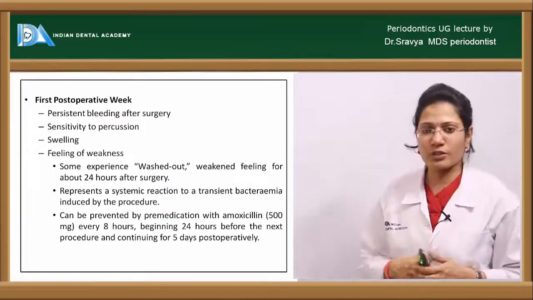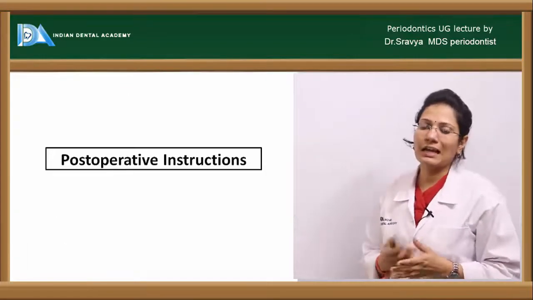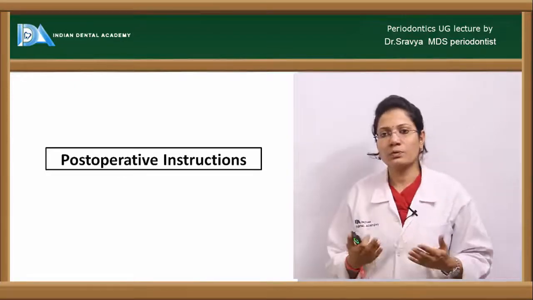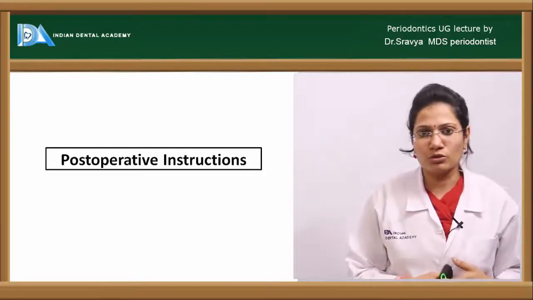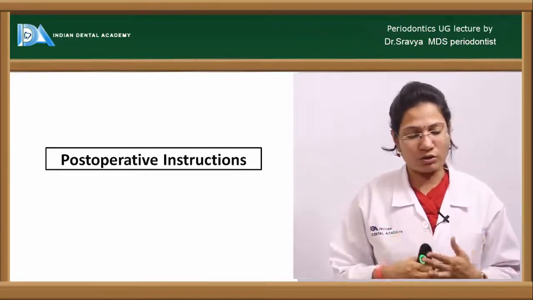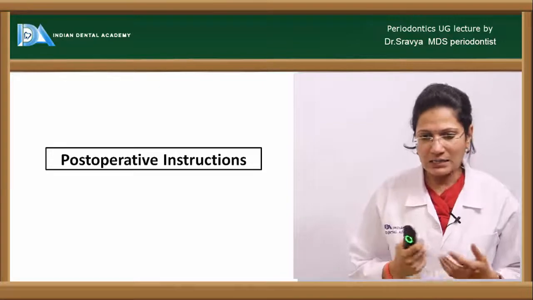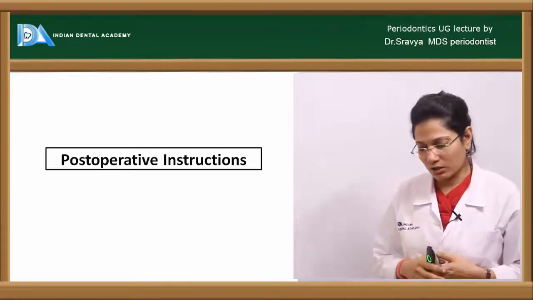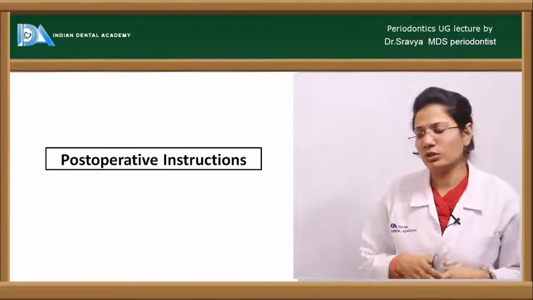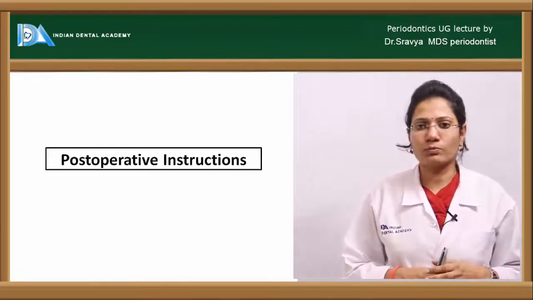What are the post-operative instructions that you give the patient after your surgery, before you send him home? First, tell your patient not to brush the area of the surgical procedure. You prescribe some antimicrobial rinses and tell him to use them. Tell the patient not to eat anything hard, spicy or hot for a while, and ask him to have something cold immediately after the surgical procedure, so that you get the vasoconstrictive property of cold food. Apart from that, he has to come back after 1 week for the suture removal and the pack removal.